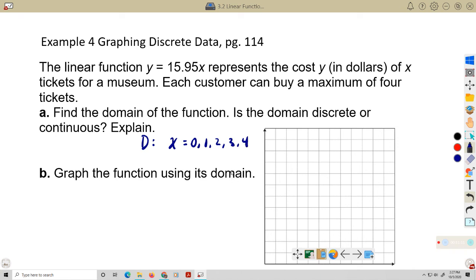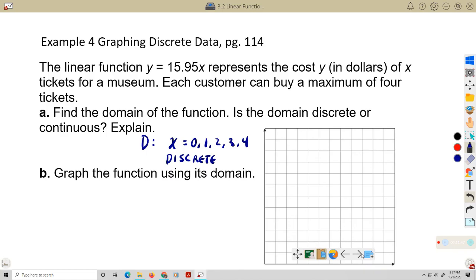The customer can only buy 1, 2, 3, or 4. That's the domain. And this is what we call discrete because these are separate numbers. You can't buy like 1 1/10 tickets or 2 5/9 of a ticket. You can't buy fractional parts. You can only buy them in whole numbers. So this is discrete. And it says graph the function using its domain. We'll do that one in class. Okay? But I want you to know what discrete functions are here.